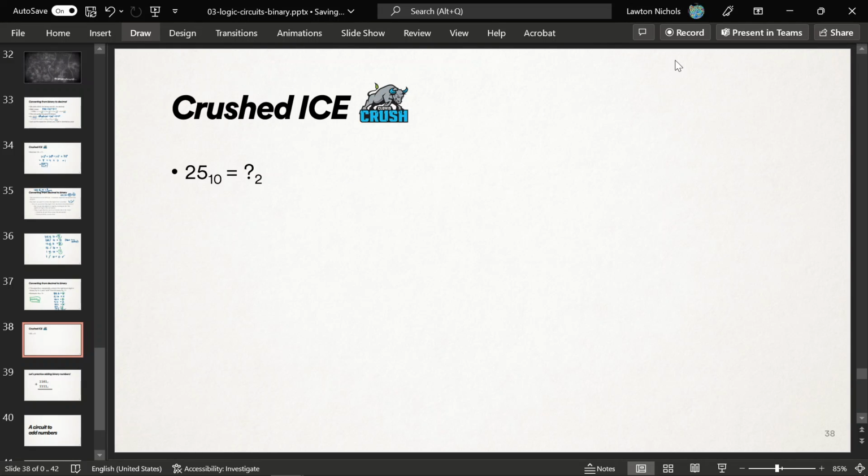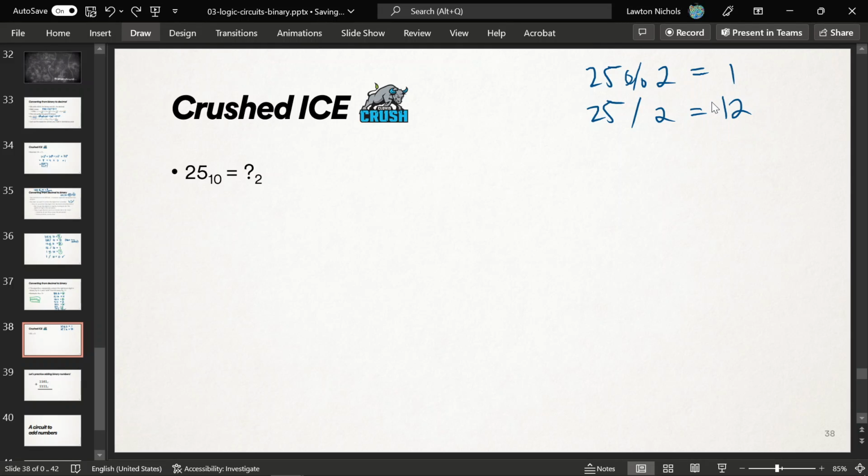25 in decimal. What is that in binary? Well, let's get the rightmost bit. 25 mod 2. That's an odd number, so the answer is 1. Let's shift away that 1 in binary by dividing by 2. The answer is what? 12.5, but we dropped the remainder. So it's just 12. Now I want to convert 12 to binary.